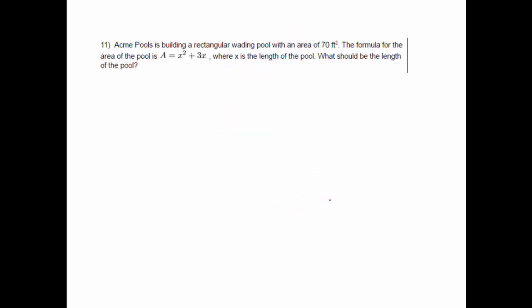Okay, number 11, we have some story problems. Yay. Acme Pools is building a rectangular wading pool with an area of 70 feet squared. Keyword area right here. The formula for the area of the pool is a equals x squared plus 3x, where x is the length of the pool. What should be the length of the pool? So they're asking me for what should the x be.